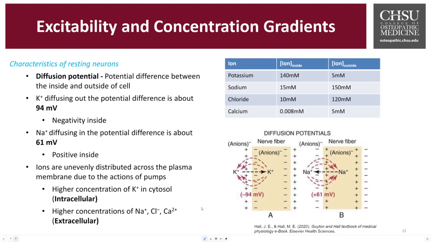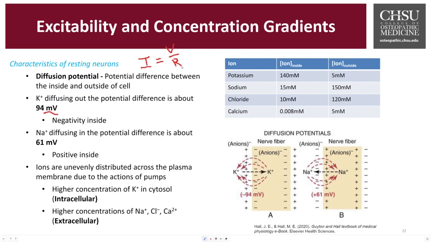Excitability and concentration gradients. So, characteristics of a resting neuron. There is physics involved with how the neuron's charge is distributed. The voltage represents the measure of a difference in electrical charge, and it is expressed in units called volts or millivolts, or mV. There's also current, which is related to the voltage over resistance. In other words, in physics, you have I equals V over R, and this is your classic Ohm's law, which states that the current is directly related to the voltage, but is inversely related to the resistance.